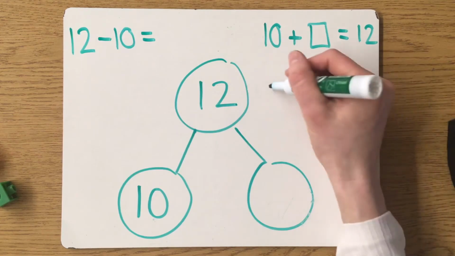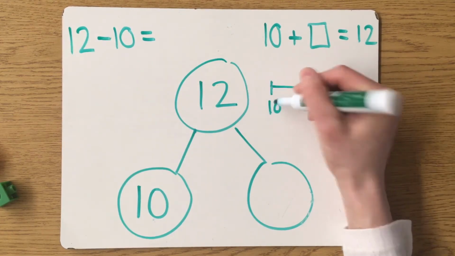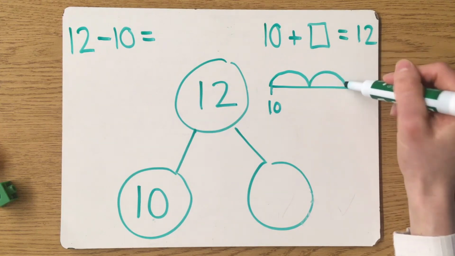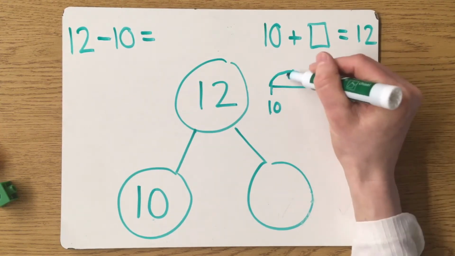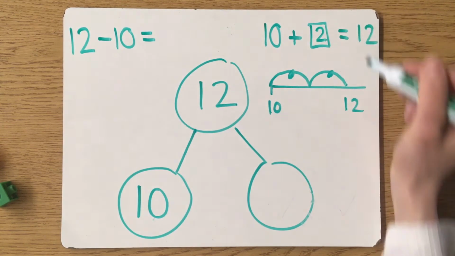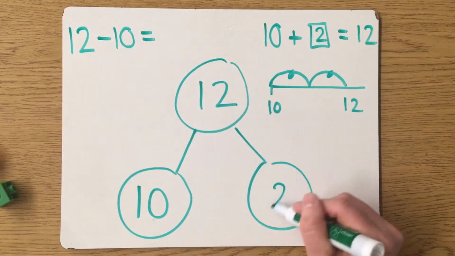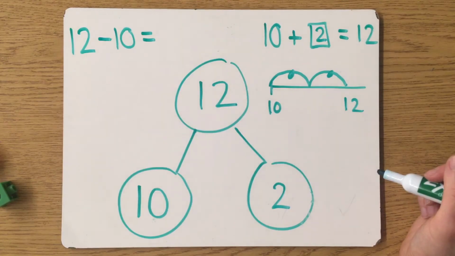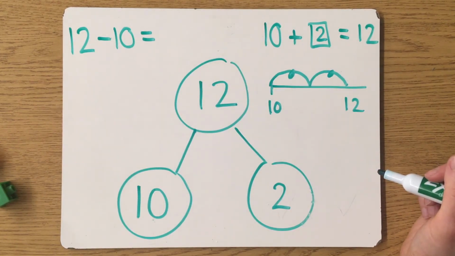Let's see. I have 10. I want to get to 12. I need to add 2 more. The missing part is 2. You might be able to do this in your head, thinking about skip counting. What number do you say after 10 when you count by 2s?